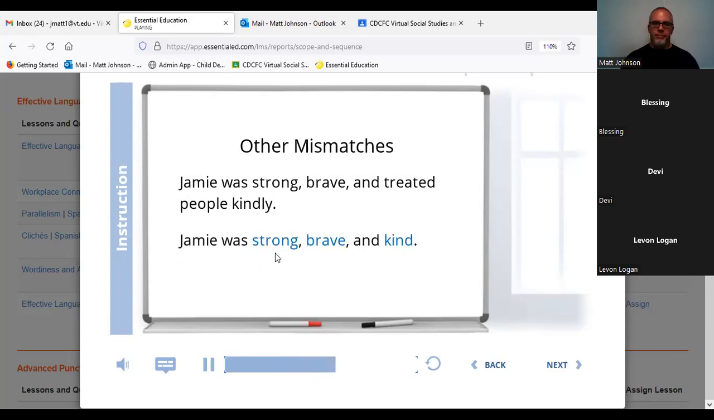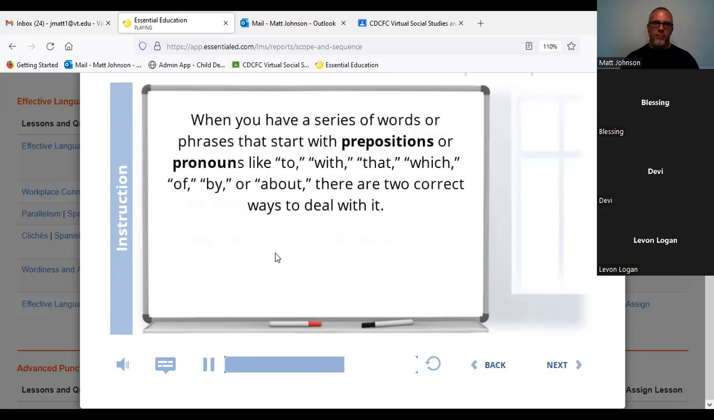Now, you notice that I've used words like to or with only once before the first item in a list. When you have a series of words or phrases that start with prepositions or pronouns like to, with, that, which, of, by, or about, there are two correct ways to deal with it. One is to only put the word in front of the first item, like I've been doing. The other way is to put it in front of all the items, but don't have it in front of some items but not others.